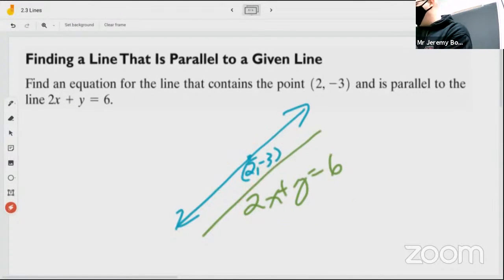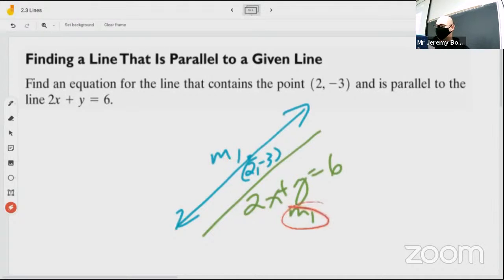They have the same slope. So if I can find the slope of this line, I know it's going to be the same slope as this line. And remember, to find the equation of the line, we just need either 2 points or a slope and a point. And so they gave us a point. How can we find the slope?